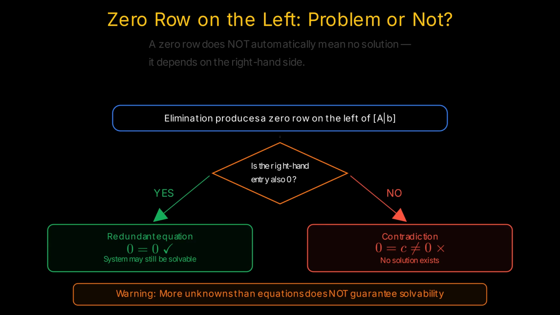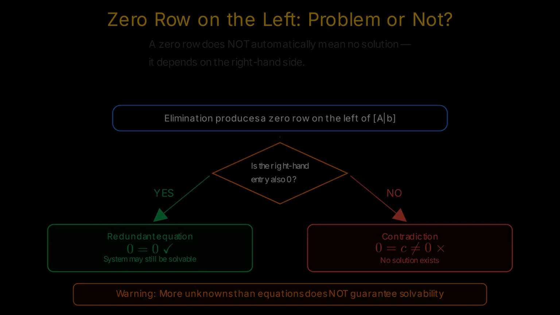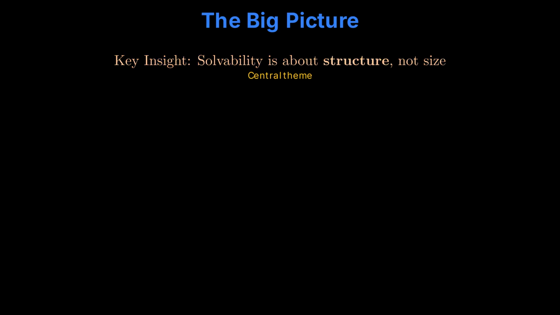One more important point: having more unknowns than equations does not guarantee solvability. Row dependencies can still create conditions on B that B might fail to satisfy. Now let's step back and see the big picture. Solvability of AX equals B isn't about the size of the matrix, it's about structure.